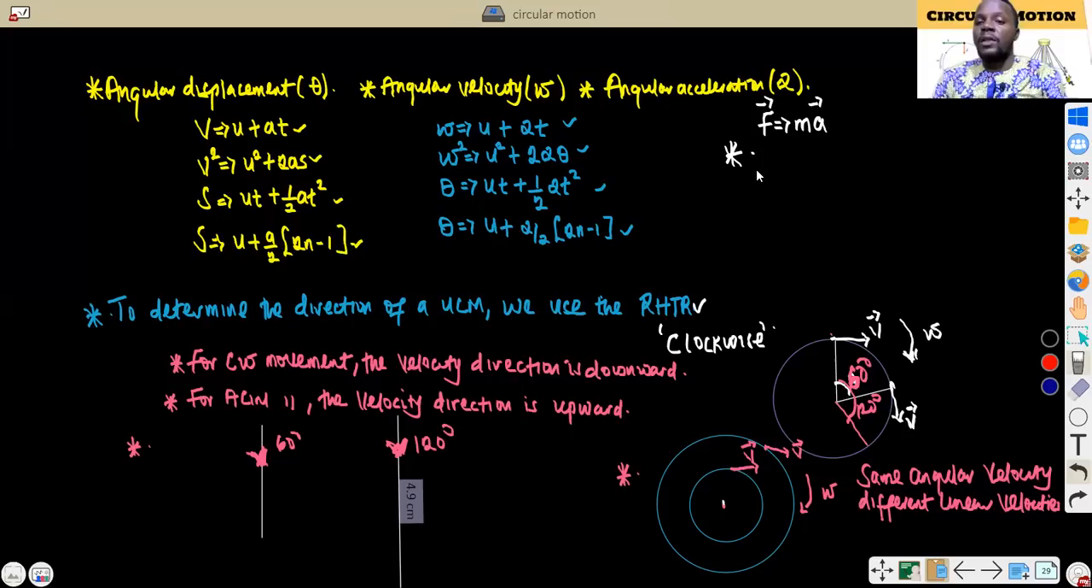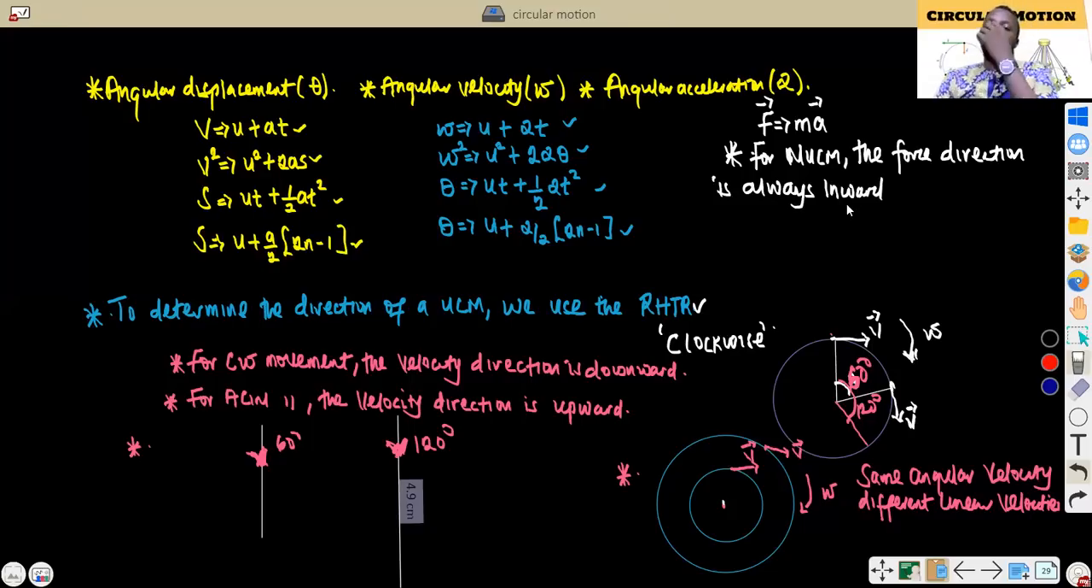So you can just write for NUCM, important point, for non-uniform circular motion, the force direction is always inward. The force direction is always inward. So this is another thing you need to keep in mind. It's part of those things you can see in a question on which of the statements is correct about circular motion. Direction of force is always inward.